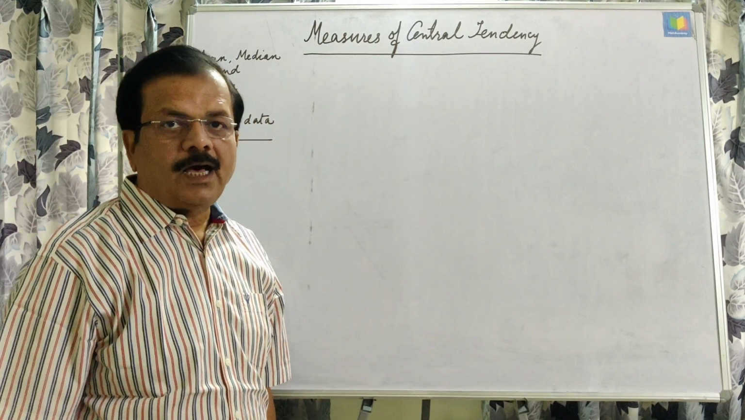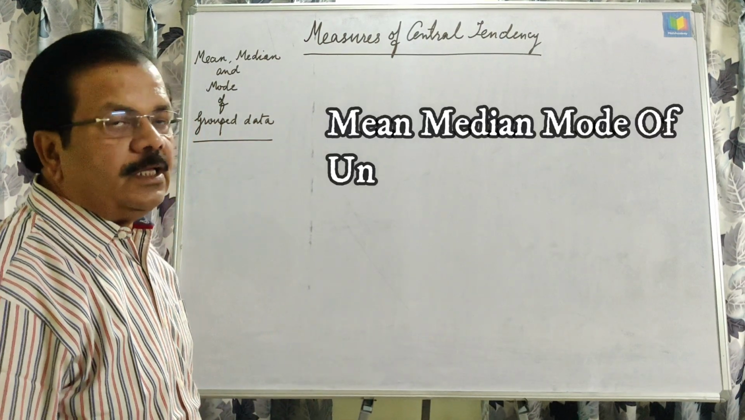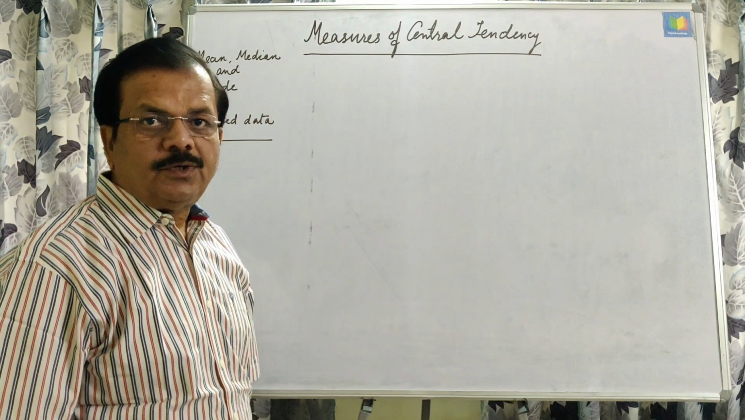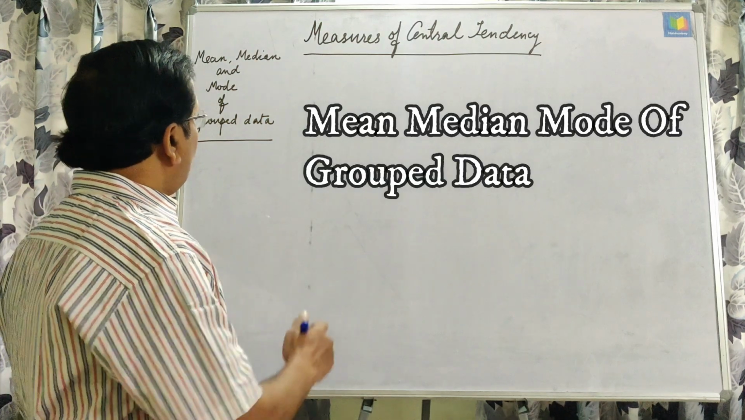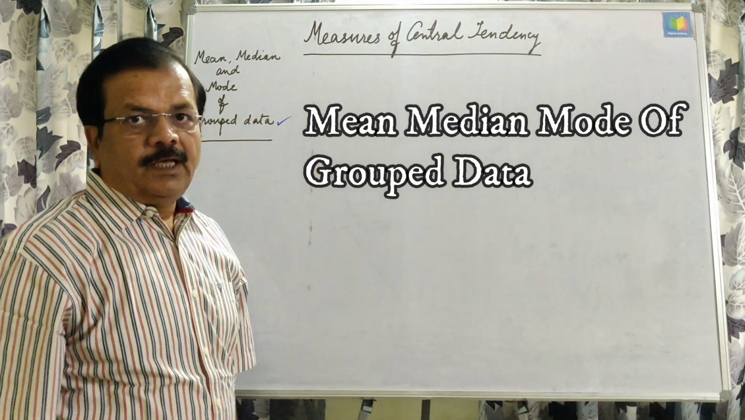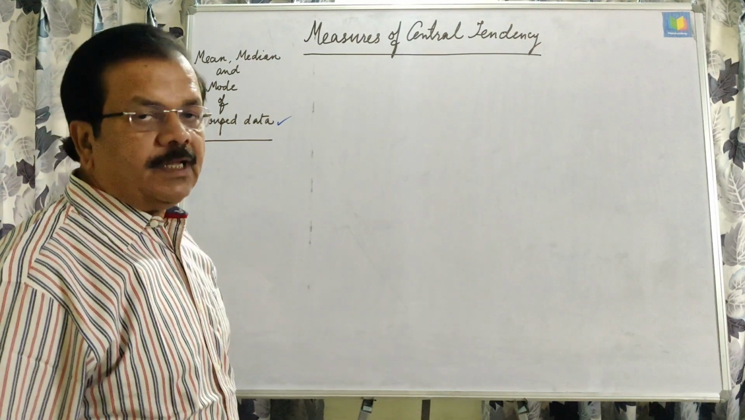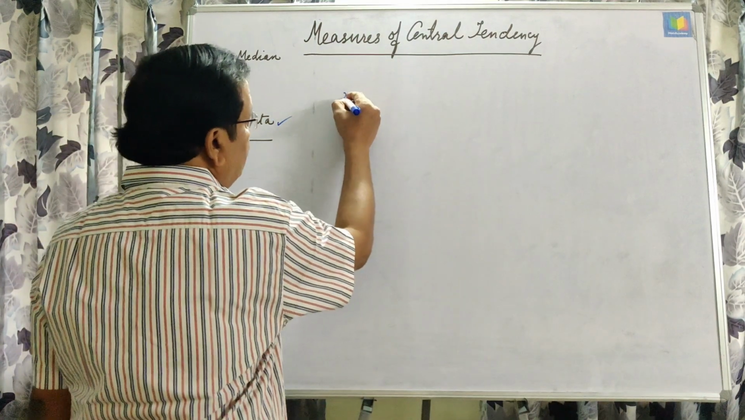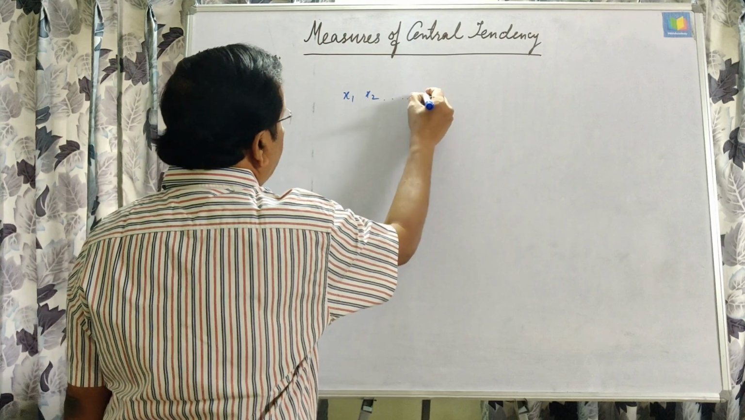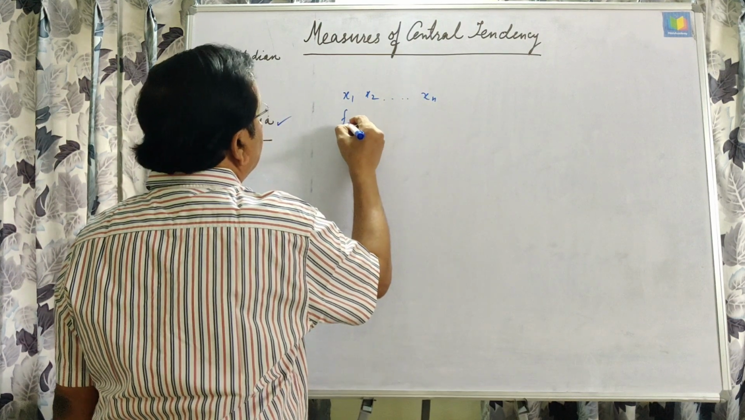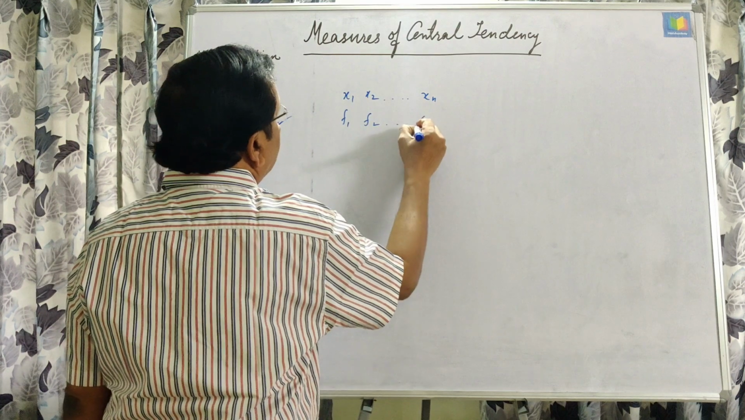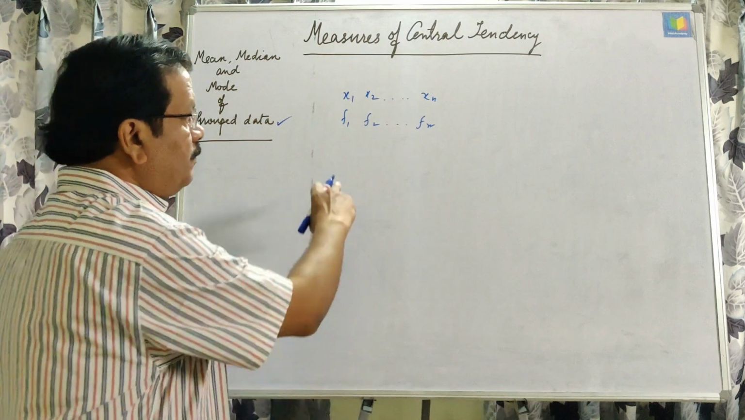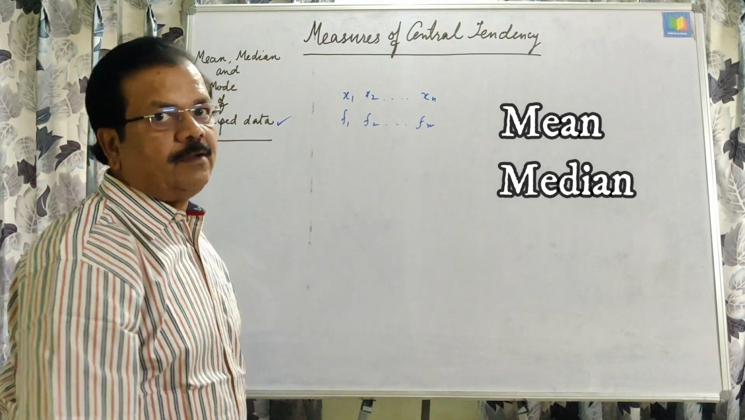Hello students, in the last video we studied mean, median, mode of ungrouped data. In this video we will study mean, median, mode of grouped data. In this we'll get two types. The first type: if variates x1, x2 right up to xn have frequencies f1, f2 up to fn, then how can we find mean, median and mode?